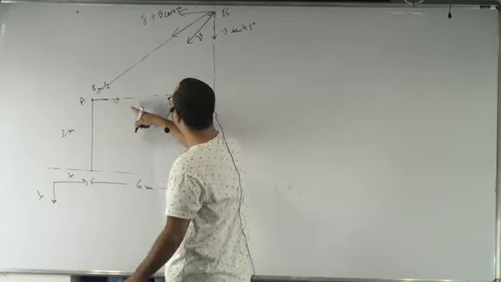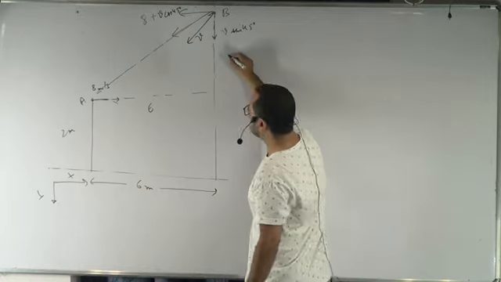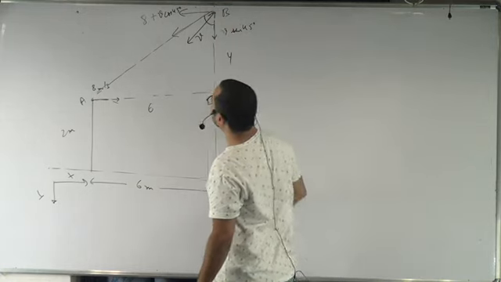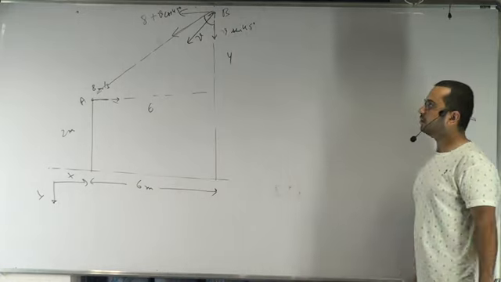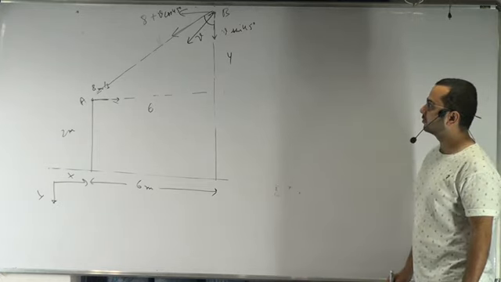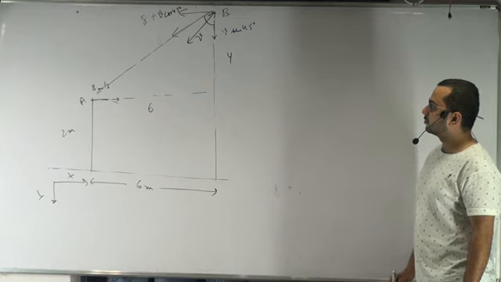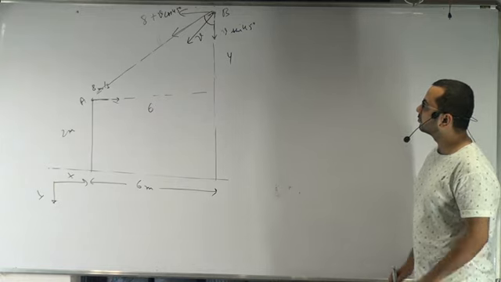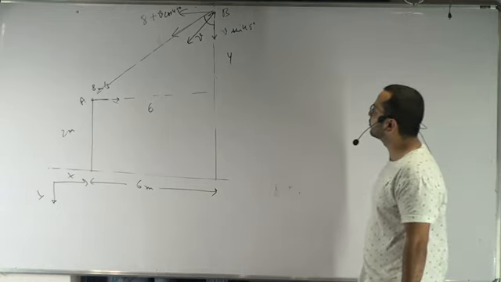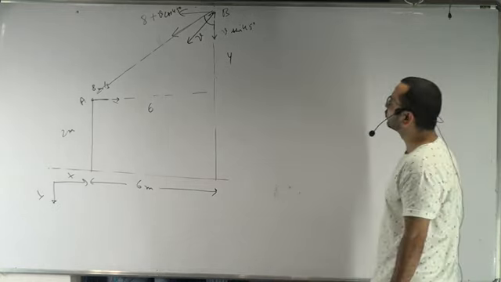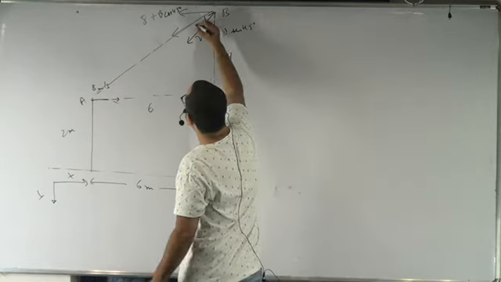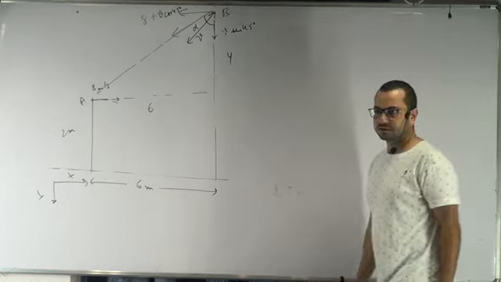Okay, so कैसे निकालेंगे? So this length is how much? 6. This length is how much? 4. So can we find out this length? So this angle? हाँ, that angle. क्या होगा वो angle? Tan inverse of 3 by 2. ठीक है, आने दो. Let's call this angle alpha.